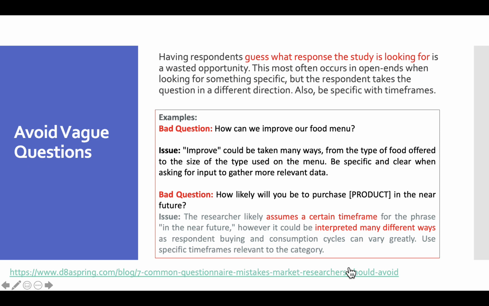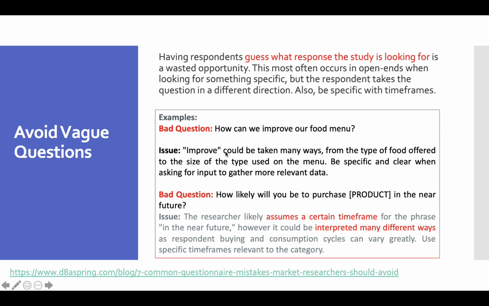Vague questions make the respondent guess what response you're looking for. The answers may take it in a different direction, or it could be specific with time frames. So here we go. The bad question is, how do we improve our food menu?